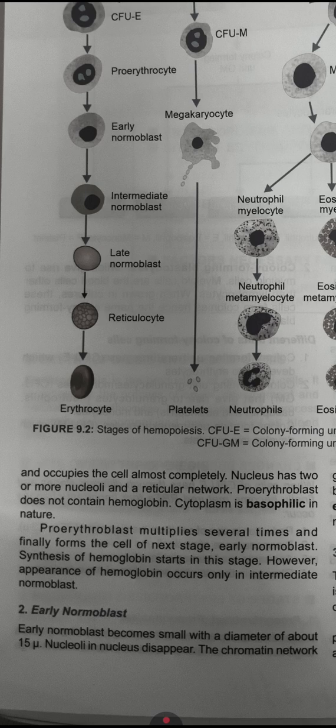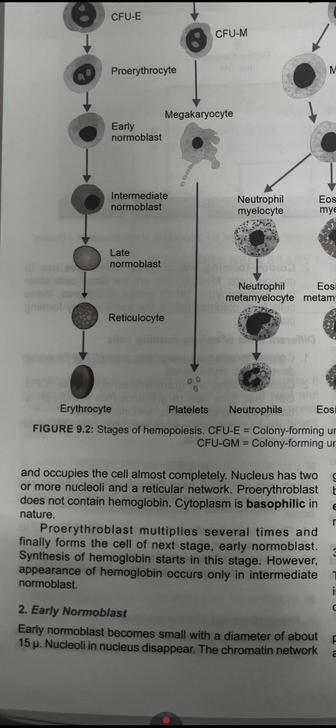Now the early normoblast becomes smaller, with a diameter of 15 micron. The diameter of the pronormoblast was 20 micron. Now it comes to the next stage and makes the early normoblast, and the diameter of the early normoblast is lesser than the pronormoblast. It is 15 micron.